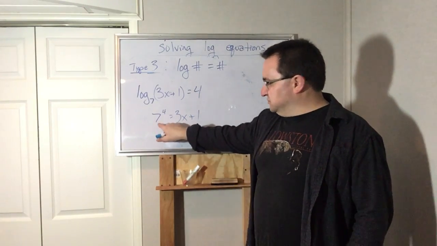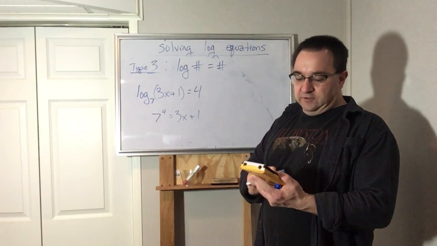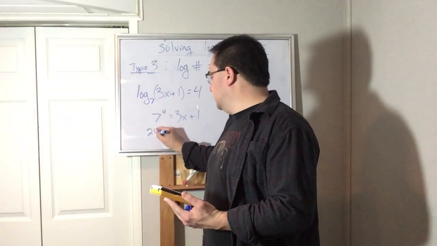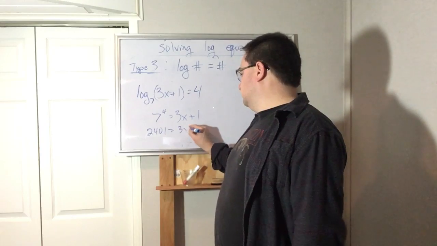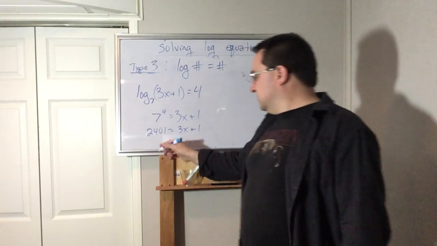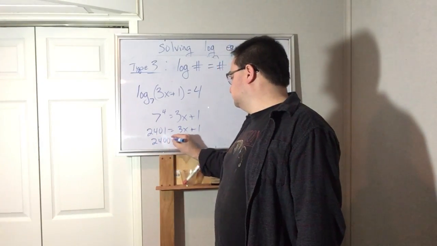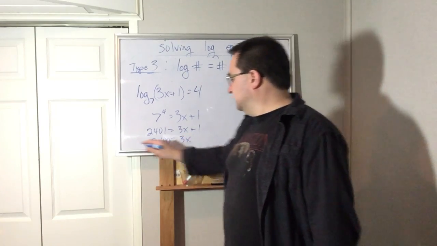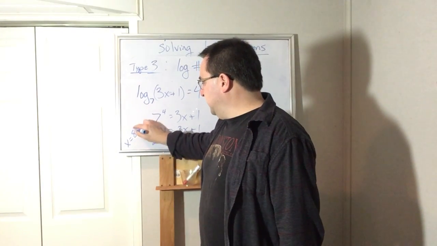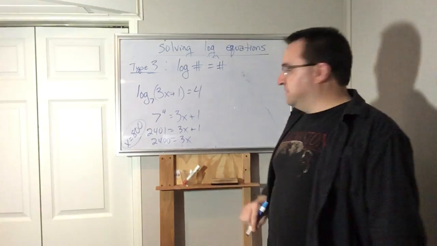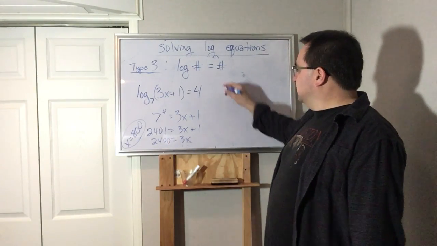But if I do this, I can just do 7 to the 4th. Been doing that in our calculator a long time. And now I'll subtract 1. And it looks like in this case, x is equal to 800 after I divide by 3. Let's try that one more time.